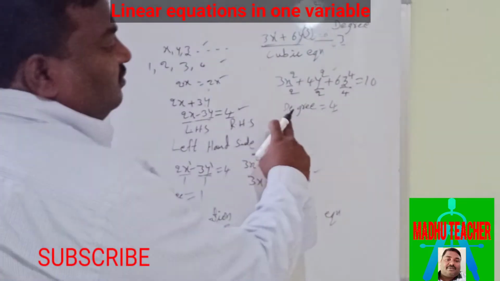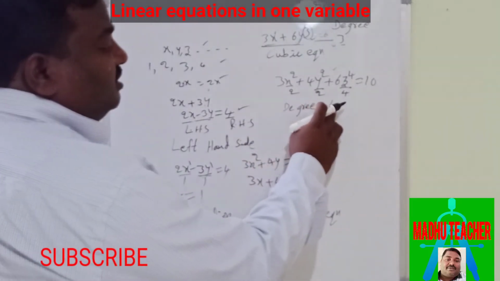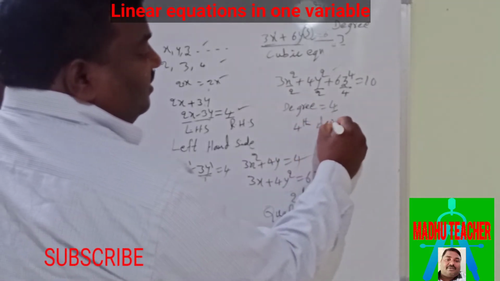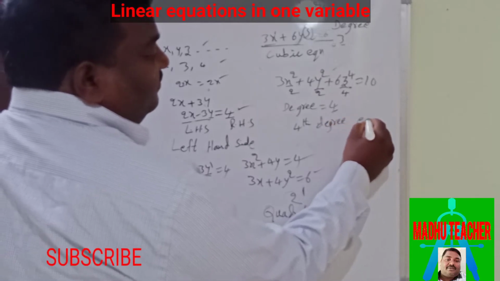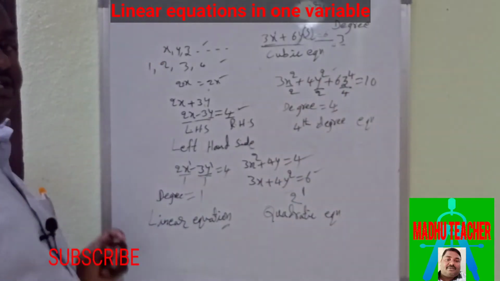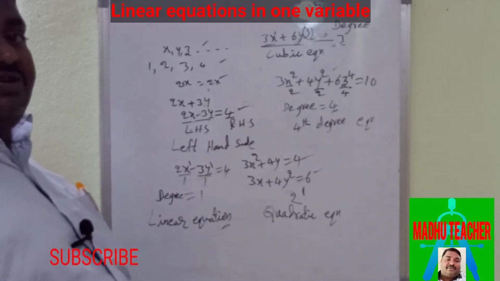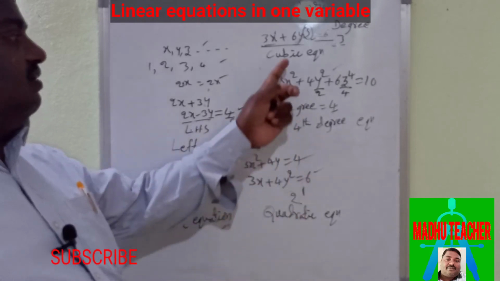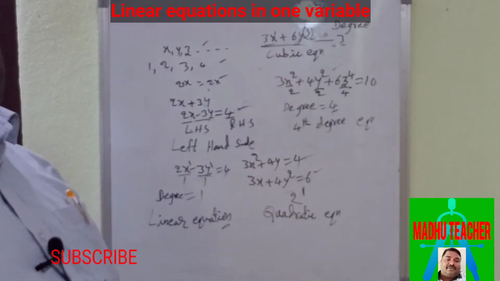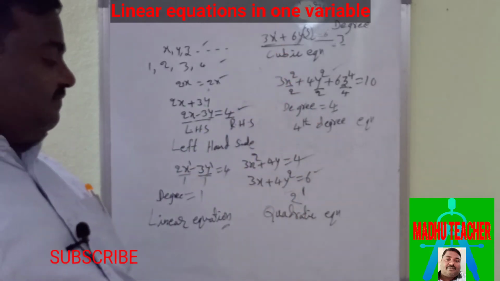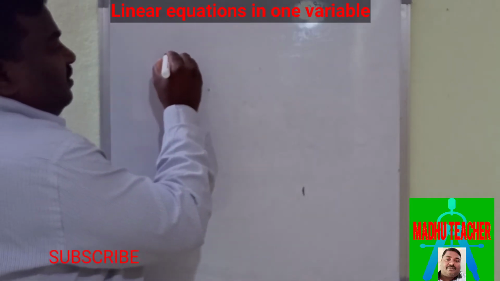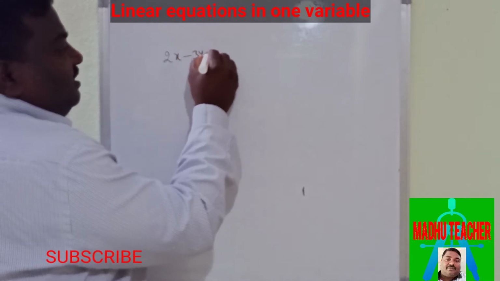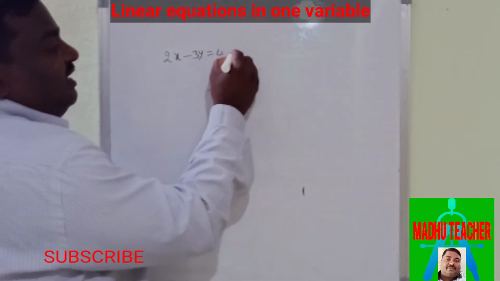Then after, we call this a fourth degree equation. Then if you have 5, that is a fifth degree equation, sixth degree equation, like that. So in particular, it is linear, quadratic and cubic equations. Suppose 2x minus 3y equal to 4, it is a linear equation.